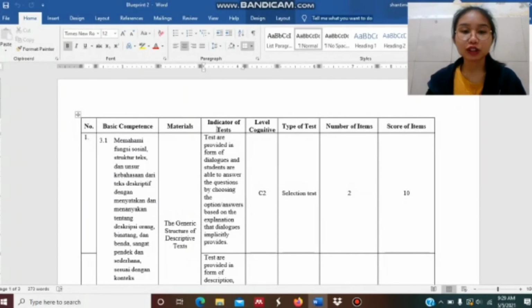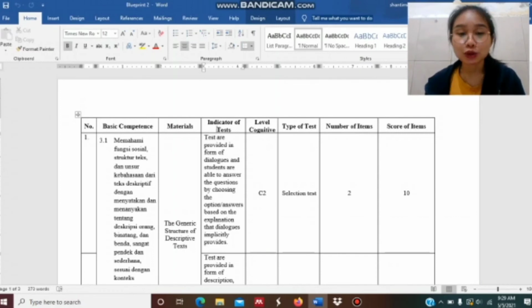So now I would like to continue from Subrata's explanation. In the next part we will discuss the cognitive level. Here we use only C1 until C3, in which for C1 students will be recalling or remembering the characteristic based on the object provided. It can be the characteristic of animals, persons, or a thing.